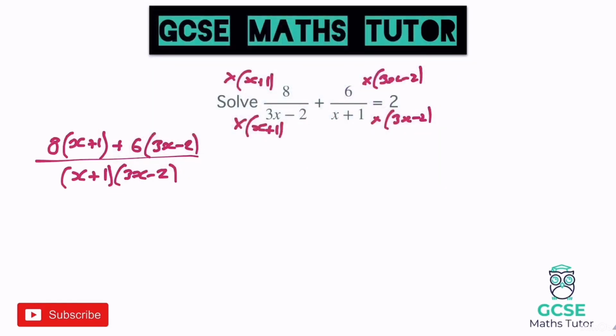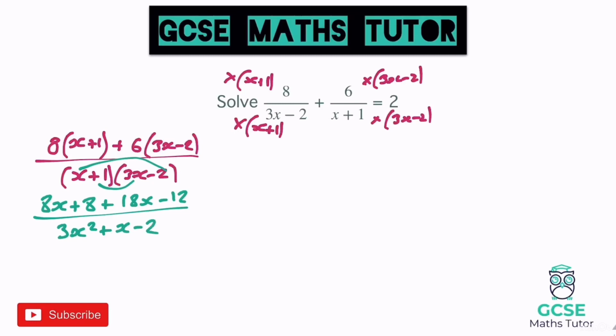So if I expand the top, we get 8x plus 8. And then we get plus 18x minus 12. And that's going to be all over this double bracket expanded. So x times 3x is 3x squared. I'm going to skip a step here. I'm going to do the minus 2x plus the 3x. Minus 2 plus 3 gives me plus x. And then minus 2 at the end. There we go, that all equals 2.